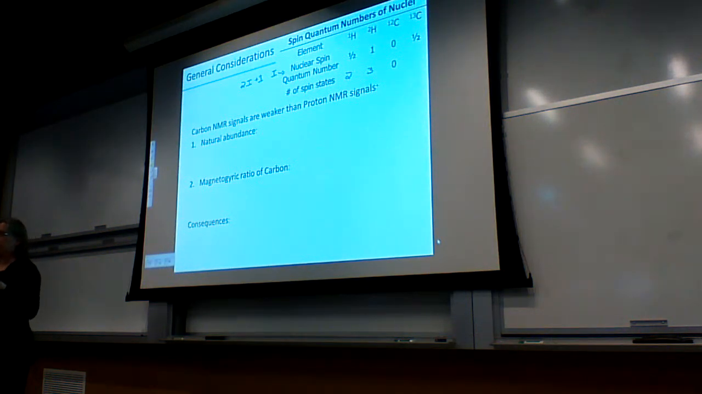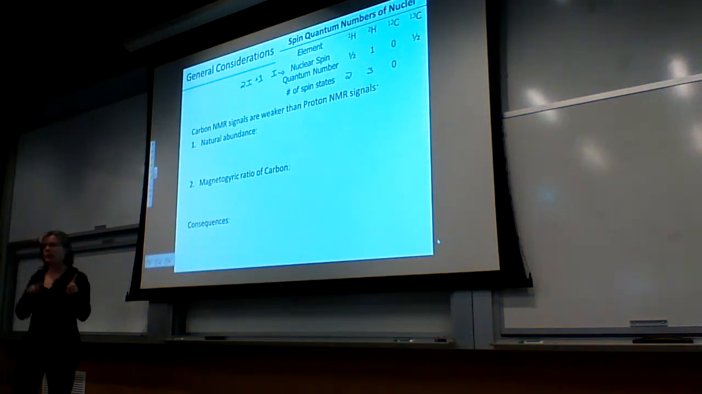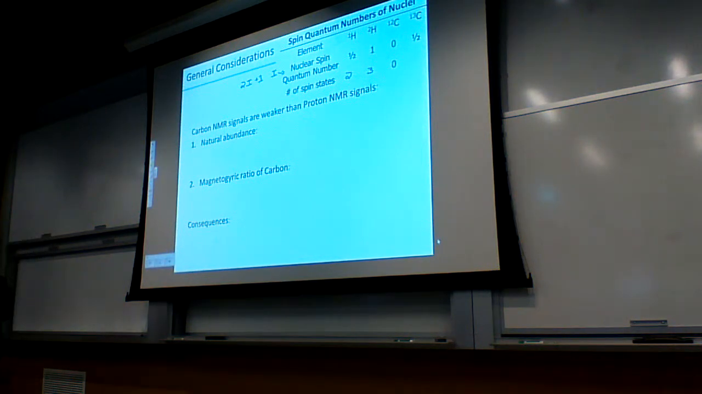Carbon-13, however, has 6 protons, 7 neutrons. And so the odd number of the neutrons gives us a spin quantum number of 1/2. And then we can have an NMR active nucleus where we can see the 2 different spin states. And again, because it's 1/2, we have 2 spin states.